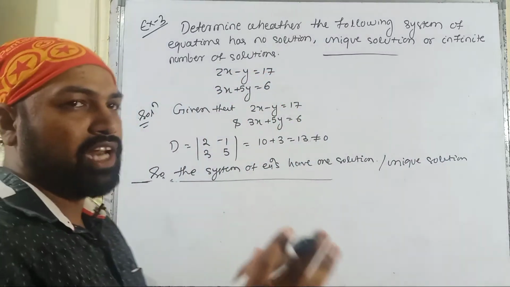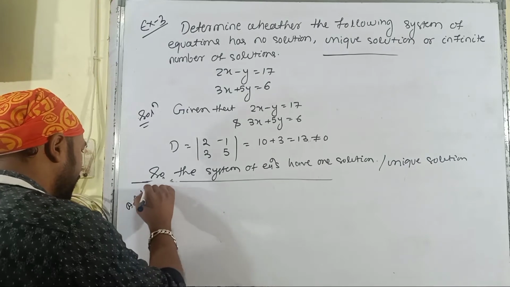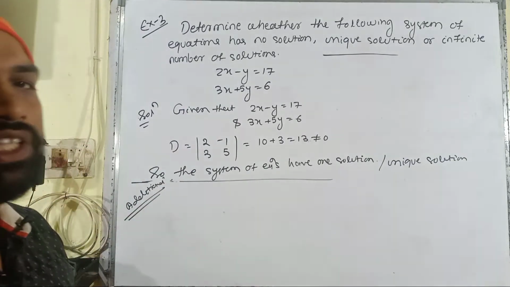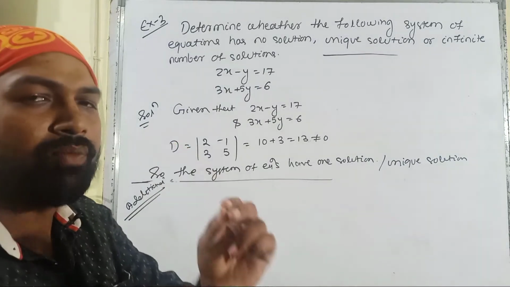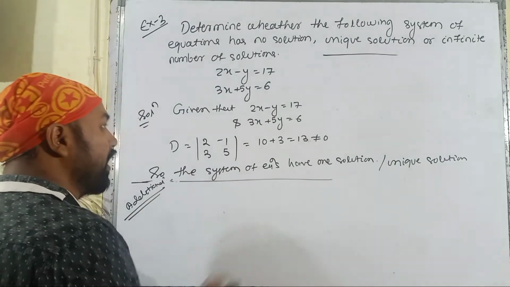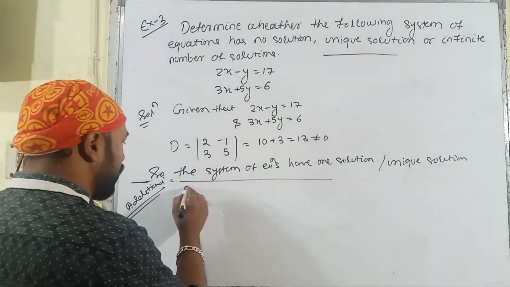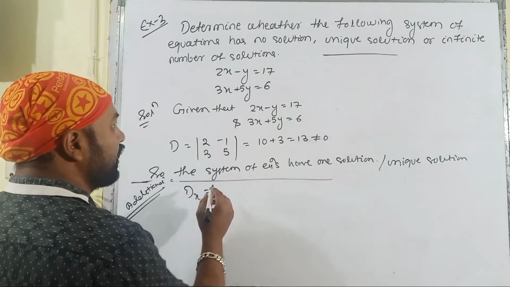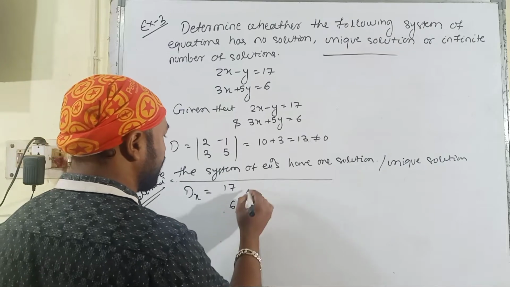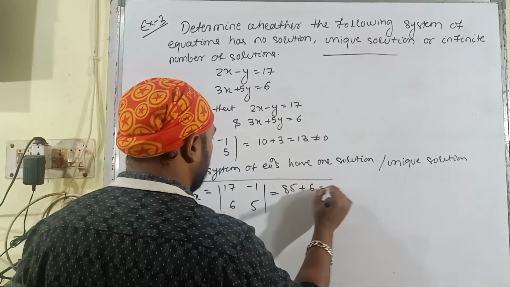But let us go through the additional part. It has not been in the question, but let us go through the additional part. The additional part is, let us find out the solution of the system of linear equations. That means we have to determine the value of x and y. So the value of x and y can be determined by using Cramer's rule. Before going to Cramer's rule, let us find out the value of Dx. In place of the coefficient of x variable, we have to write down 17 and 6 and then minus 1, 5. It will be 85 plus 6, it is 91.